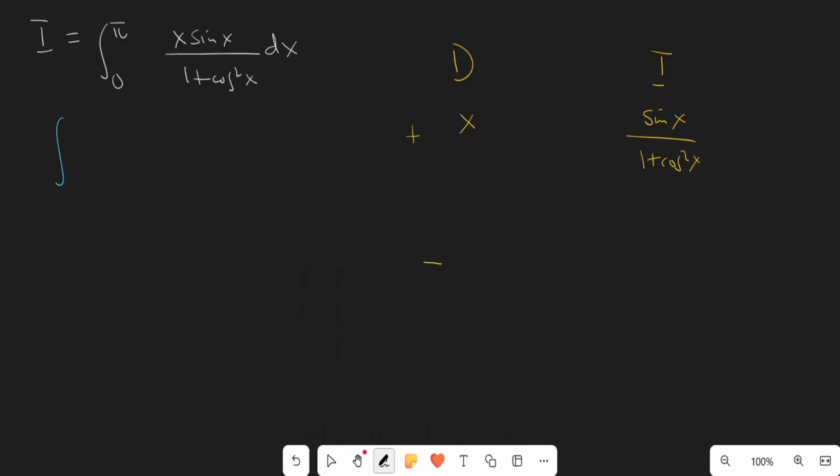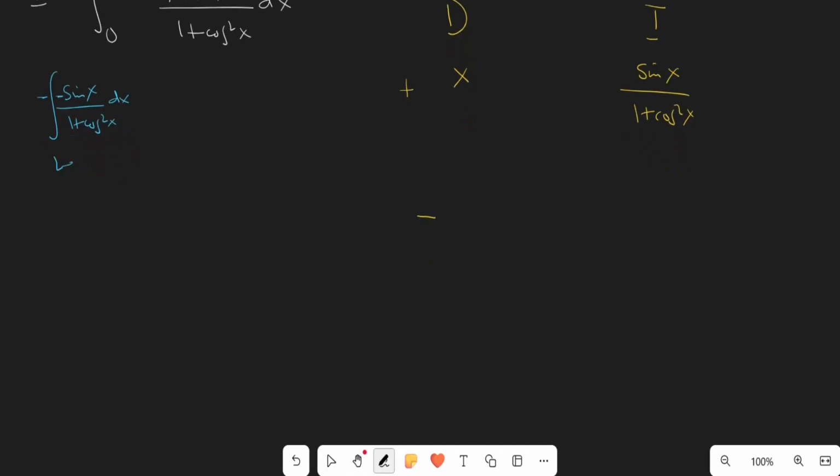So if we are going to integrate sine of x over 1 plus cosine square x dx, I can multiply the integral by -1 and nullify the -1 by multiplying negative in front. Then I can do a u sub. I can let u be equal to cosine of x. So I have du equal to negative sine of x dx. And in place of negative sine x dx, I'm going to replace that with du. So the integral is now negative the integral of du all over 1 plus u squared, where u is cosine of x.